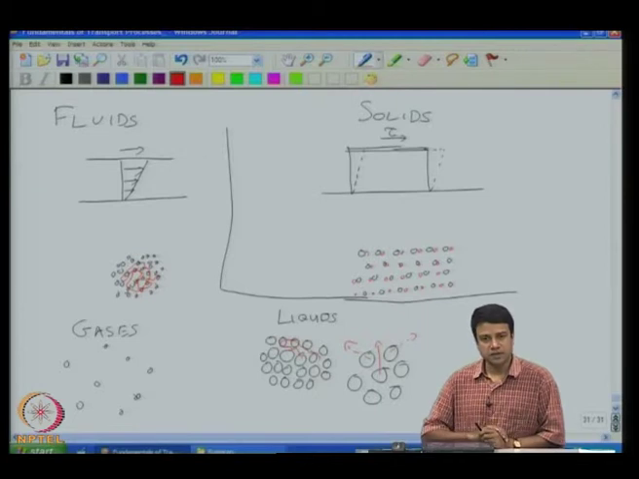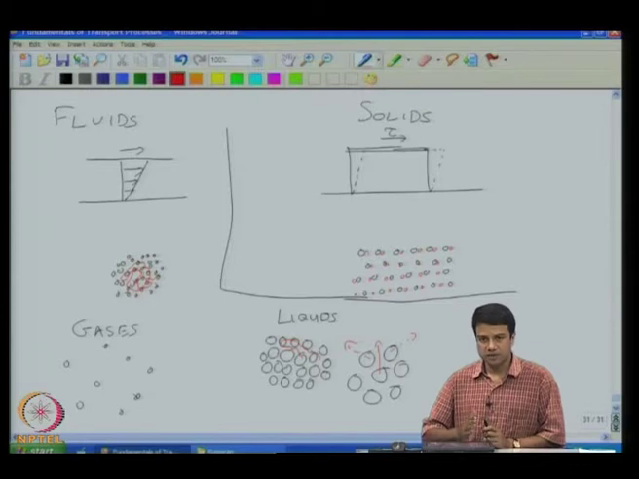Because these laws are the same, the analysis that we carry out for liquids and gases will be the same. The laws are the same; the coefficients in those laws change. The coefficient of viscosity is going to be different for liquids and gases. The coefficient of thermal conductivity will be different in liquids and gases, and similarly the coefficient of mass diffusion will be different in liquids and gases.